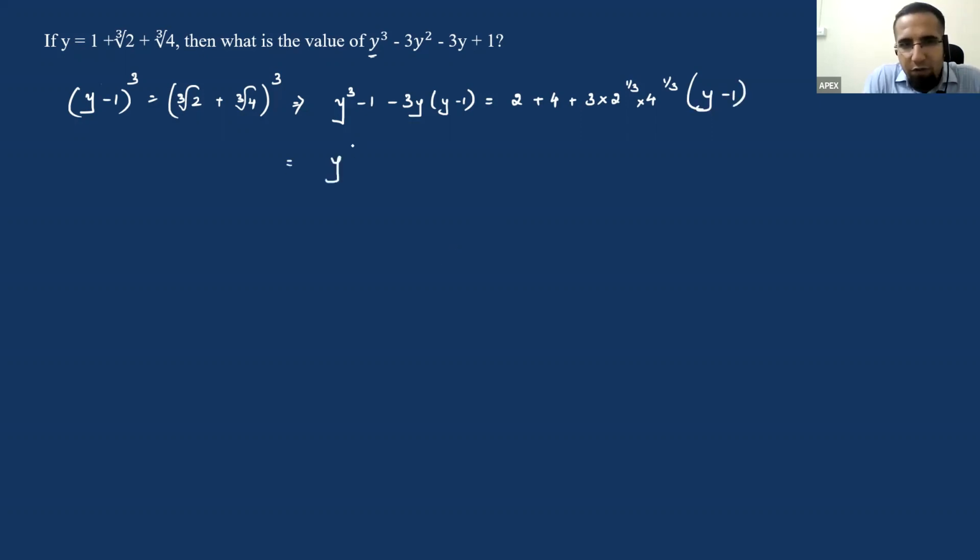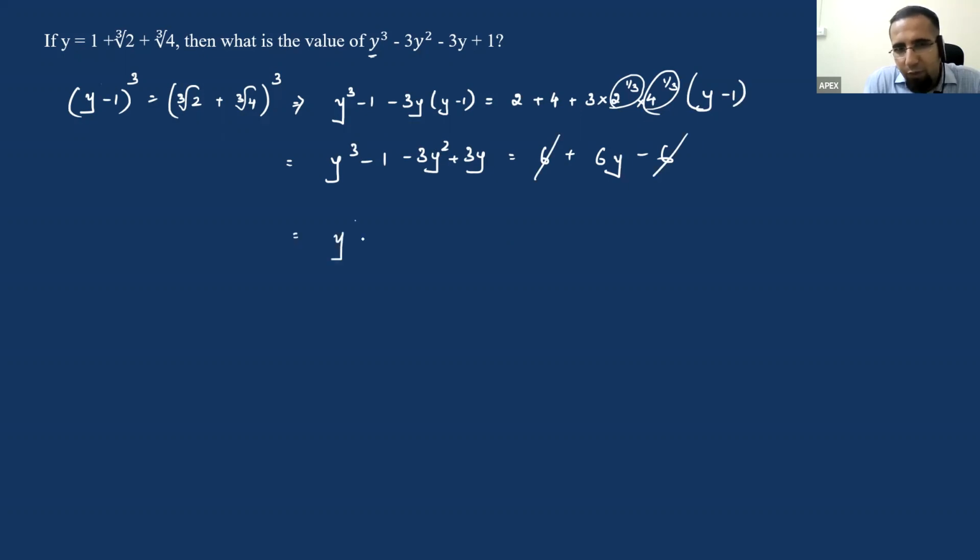So my left hand side would give you y cube minus 1 minus 3y square plus 3y. And my right hand side gives me 6 plus cube root of 2 into cube root of 4 will be cube root of 8, that is 2. So 3 into 2 will give you 6. That is 6y minus 6. So plus 6 minus 6 gets cancelled. Let's bring 6y on my left hand side.